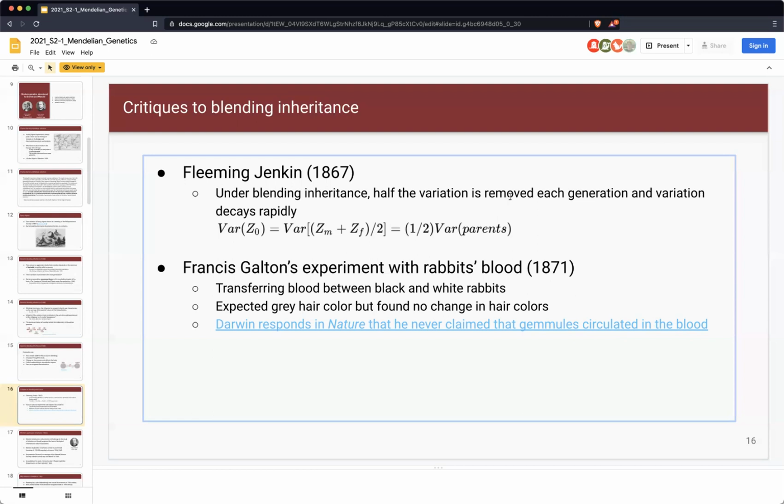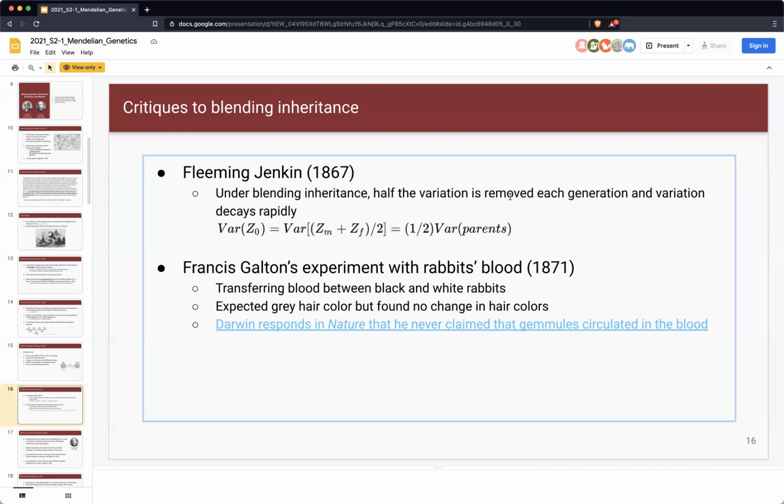Another critique came from Charles Darwin's cousin, Francis Galton. Francis Galton did an experiment with rabbit blood. He transferred blood from a black rabbit and injected it into a white rabbit. His expectation was that the white rabbit's offspring should have gray color, but they didn't. We know why, but according to blending inheritance, gemmules circulate in the blood, and these circulated gemmules should affect the next generation. Galton's experiment was perfectly designed for that question, but in the end it turned out that the white rabbits with the black rabbit's blood did not have gray offspring.